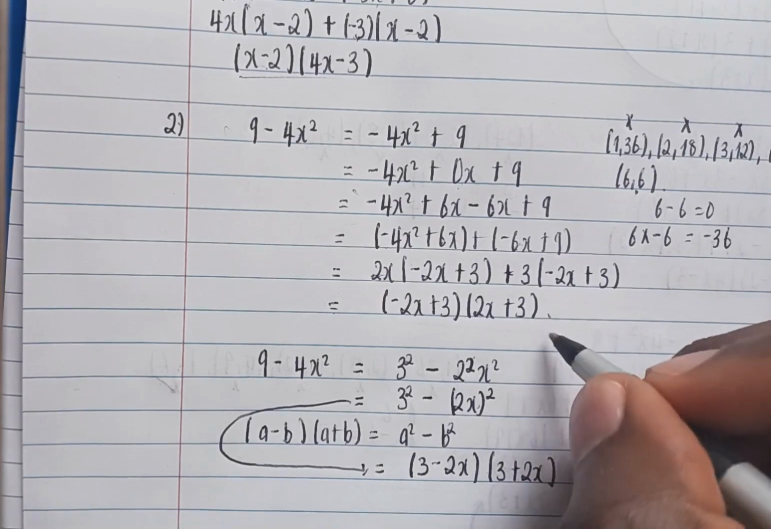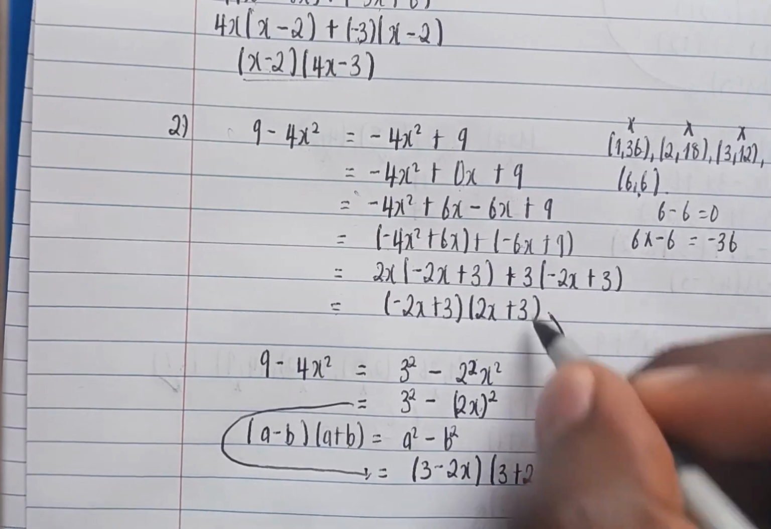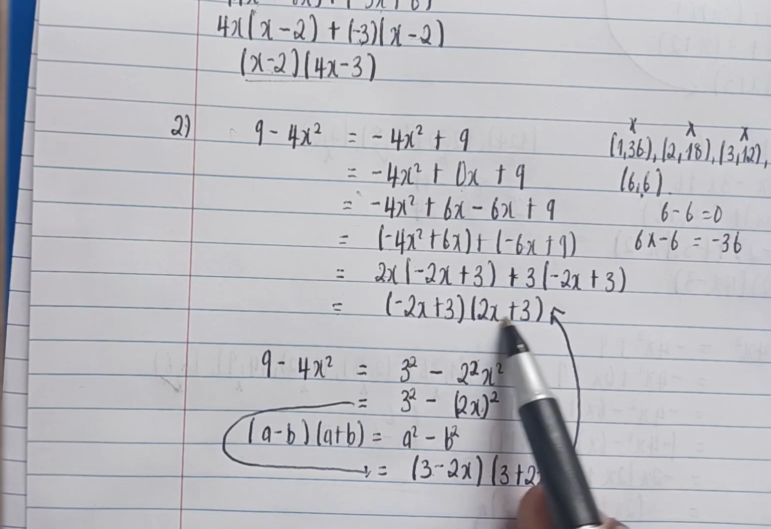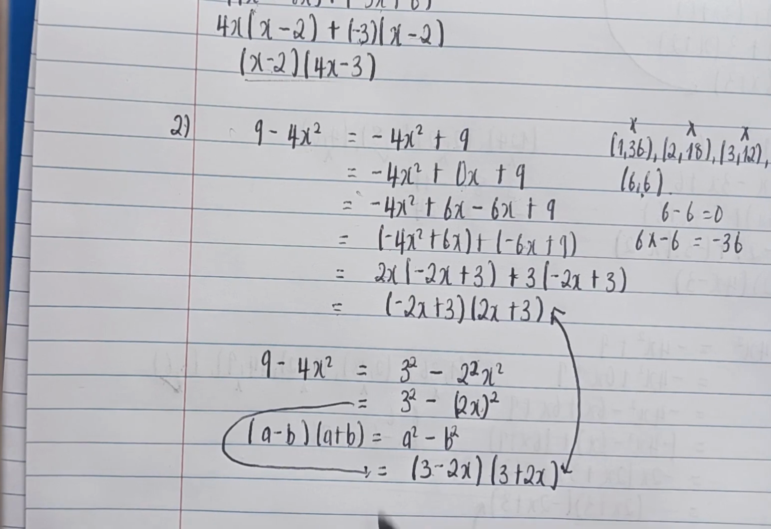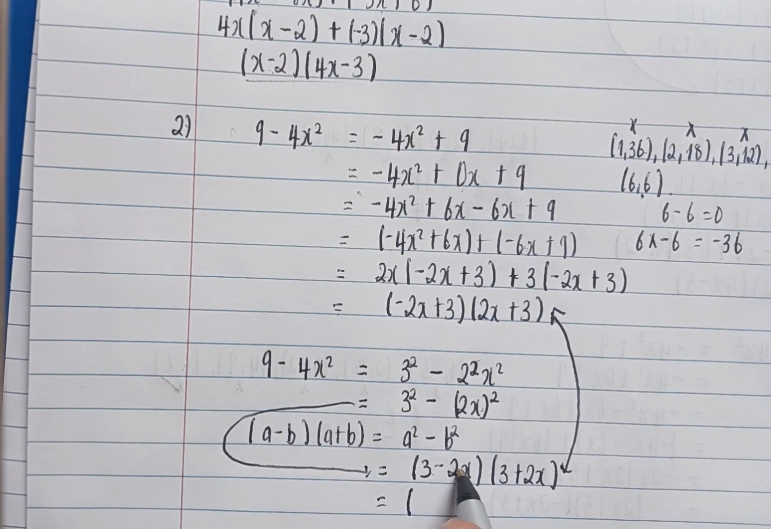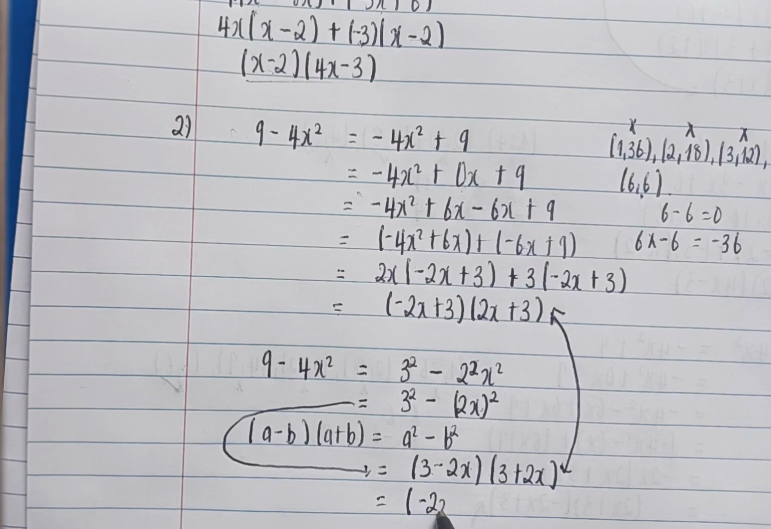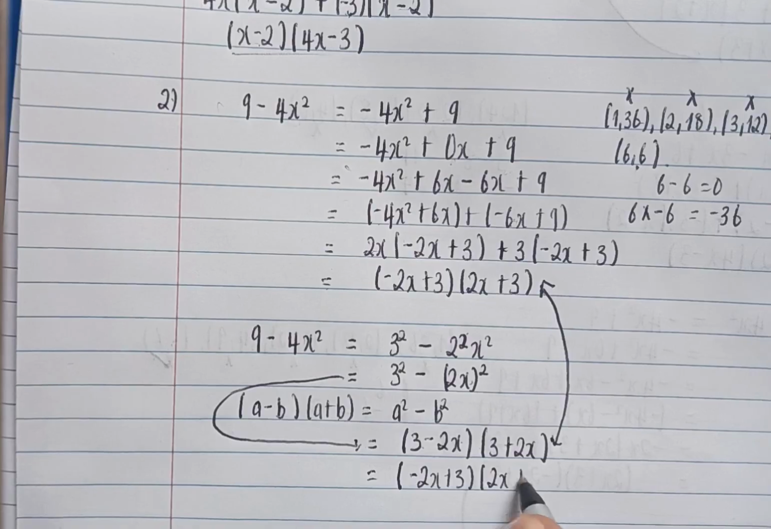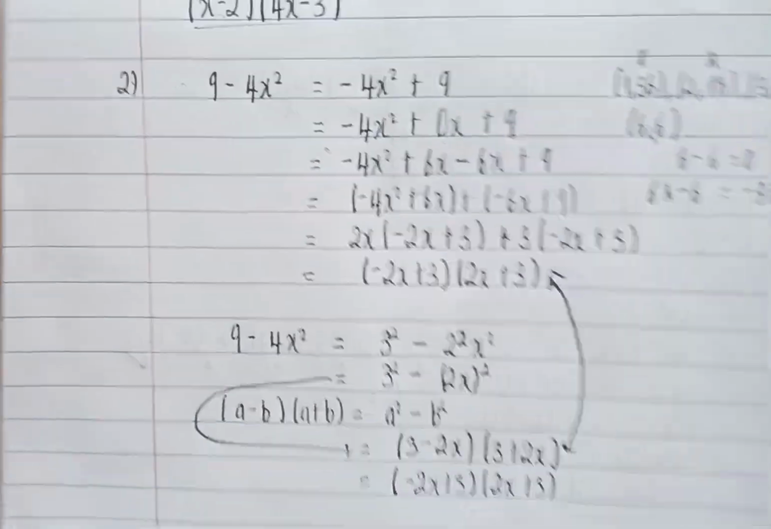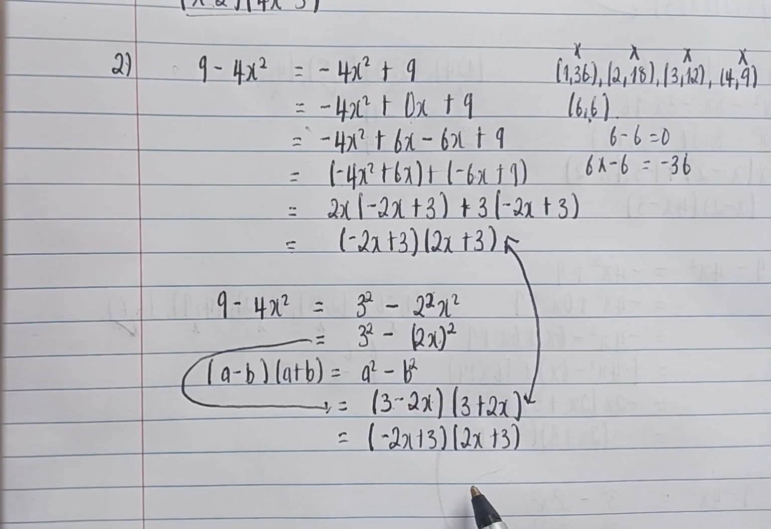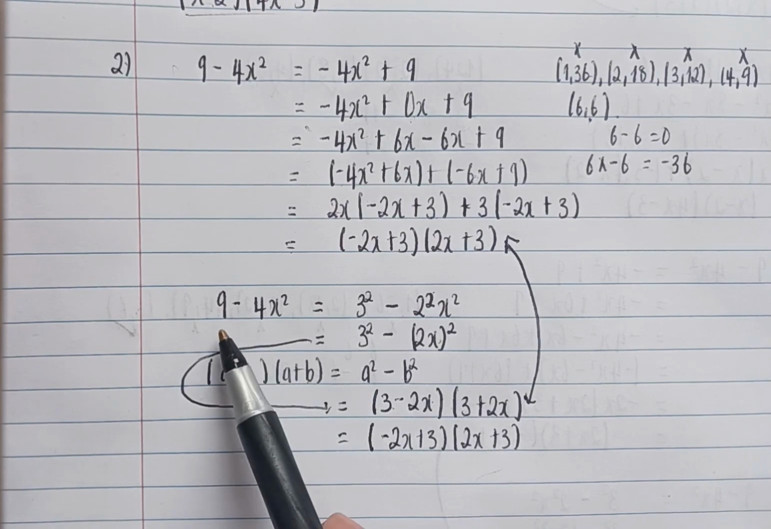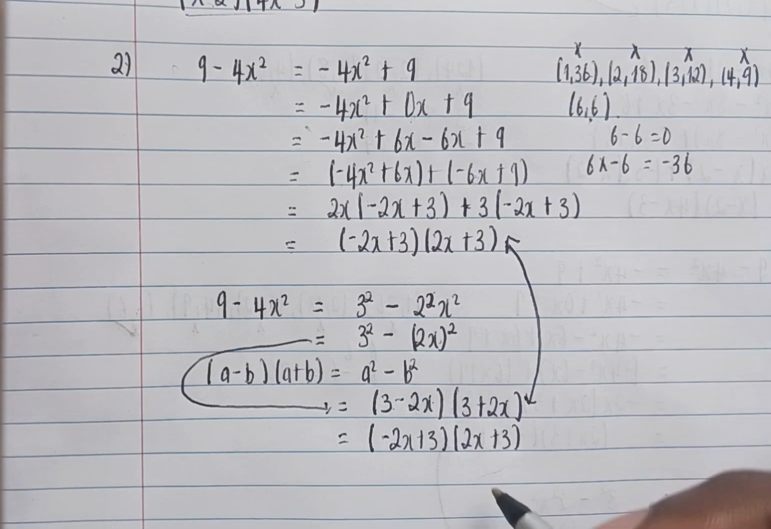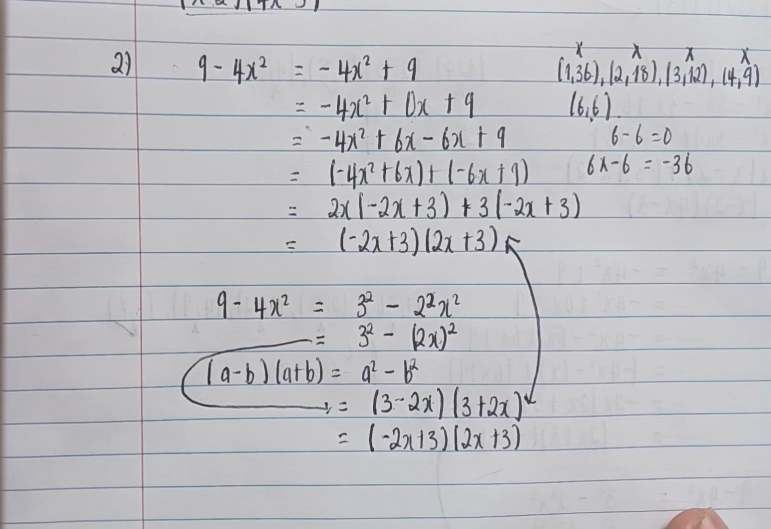And notice that this and this are equal. I come back to this because I can write this one as 3 minus 2x, and 2x plus 3, which is 3 plus 2x equally. So this one is the same as writing negative 2x plus 3, and 2x plus 3. And you see that this is actually a simpler method, because I identified my difference of two squares from the get-go. And that's it for number 2.